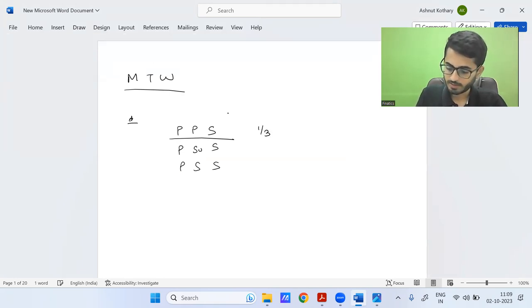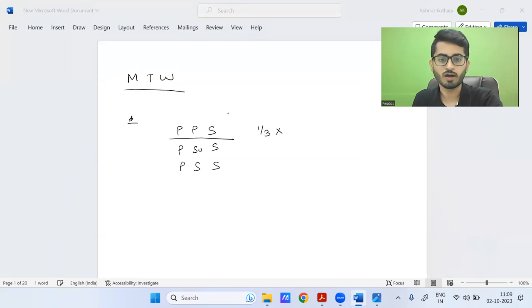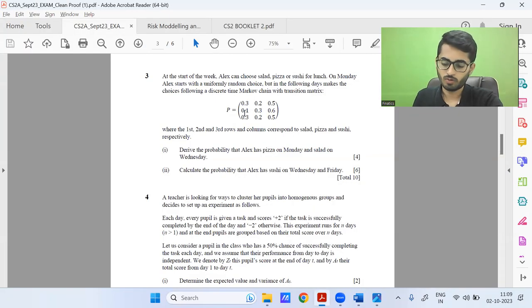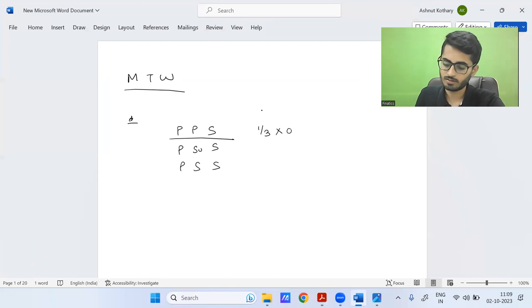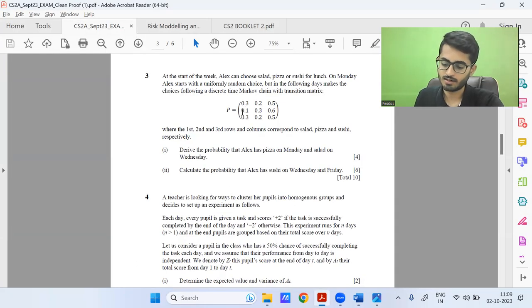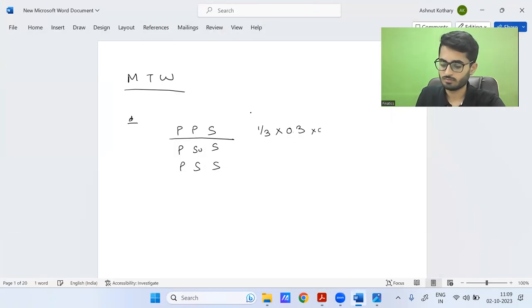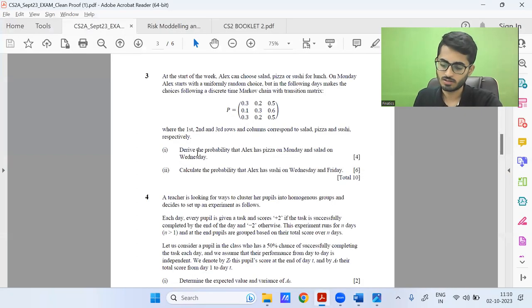So this is 1/3. You had pizza, now you want to have pizza. So you need to look at this column. This is pizza over here. This becomes for your salad, pizza, sushi. So 0.3 will multiply. And now I want salad. Salad is nothing but 0.1. This will be also 1/3 into I had, let's say, sushi. So sushi is nothing but 0.6.